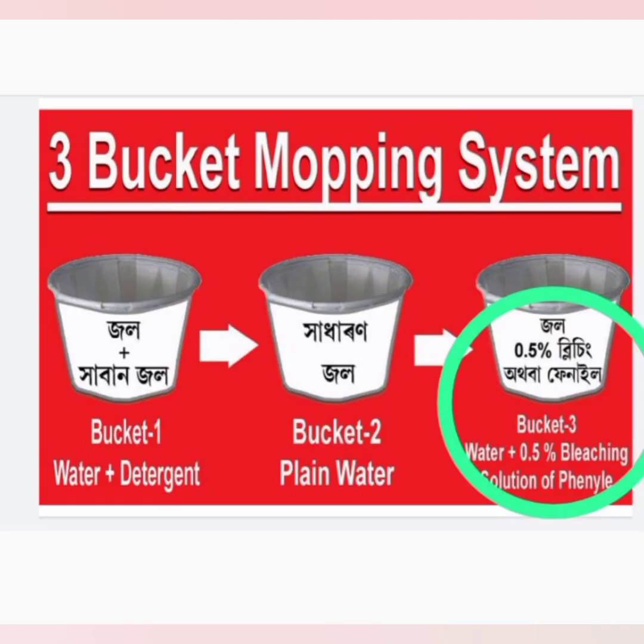Next IEC material you need to keep in your HWC is 3 bucket mopping system. In HWC it is 2 bucket mopping system. In the one bucket you need to use water and you have to add detergent. Then in the second bucket you need to use the plain water. 3 bucket system is used whenever the area is very contaminated. In the third bucket you need to keep water, then you need to add 0.5% bleaching solution or phenyl.